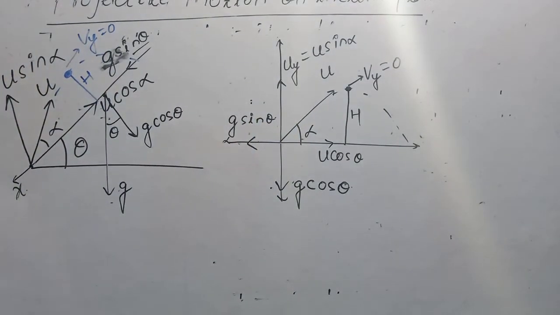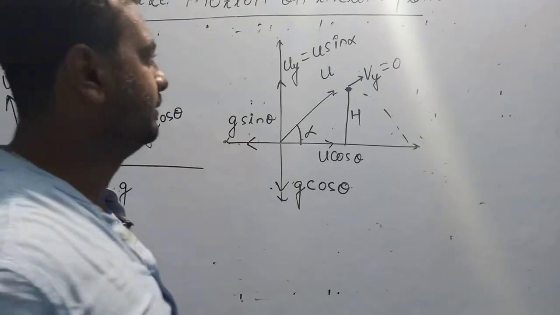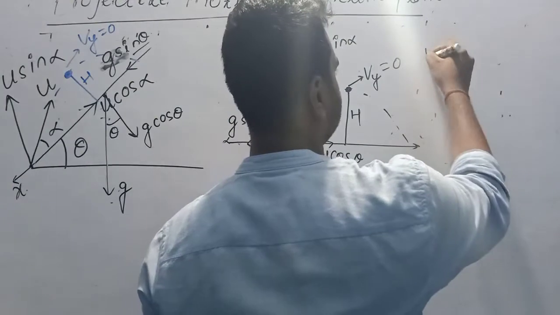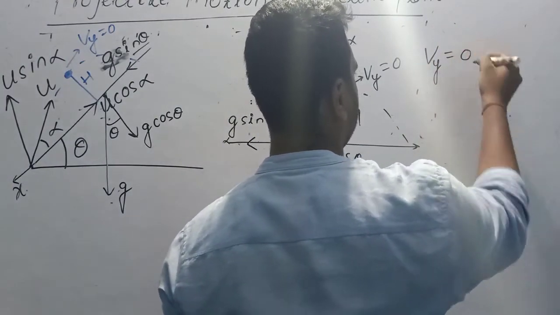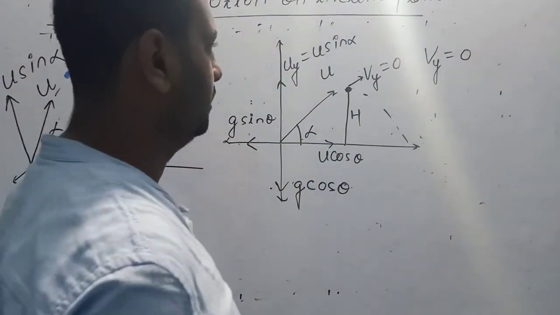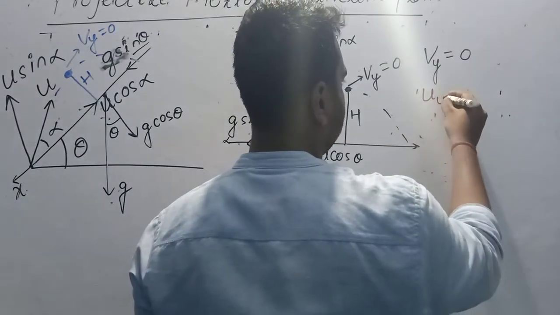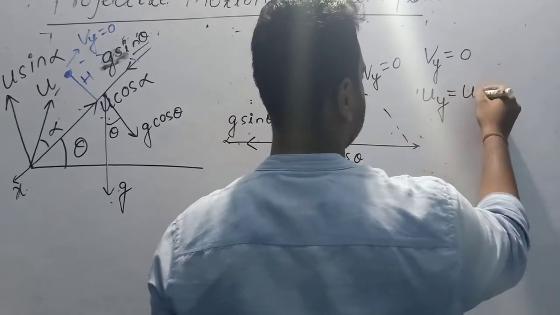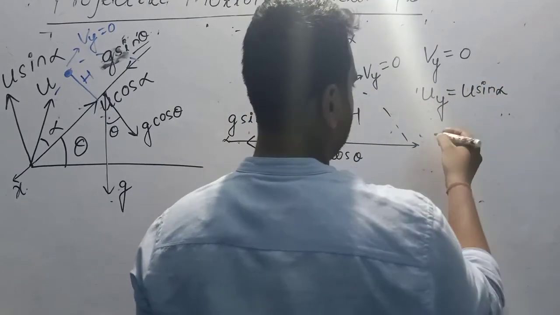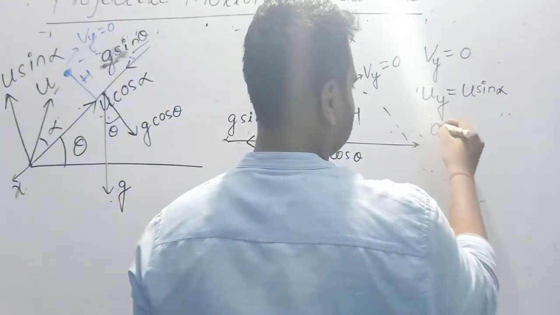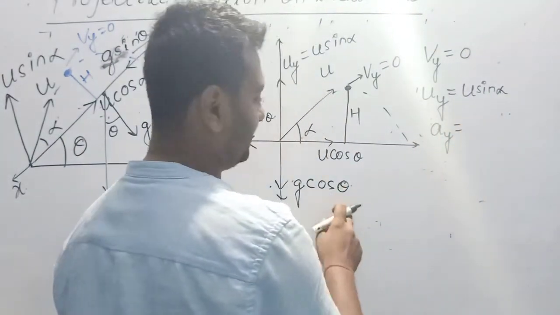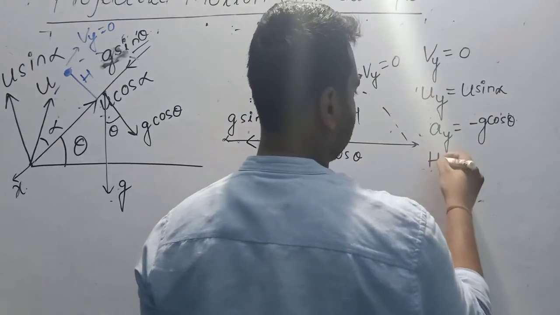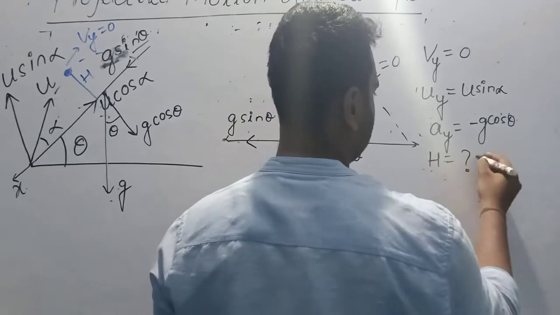Okay, so for calculating maximum height we are observing this point. At maximum height, its final velocity in the y direction is equal to 0. The y component of initial velocity is u sin alpha, and it is positive. The y component of acceleration is minus g cos theta. So what is the value of maximum height, or h max?